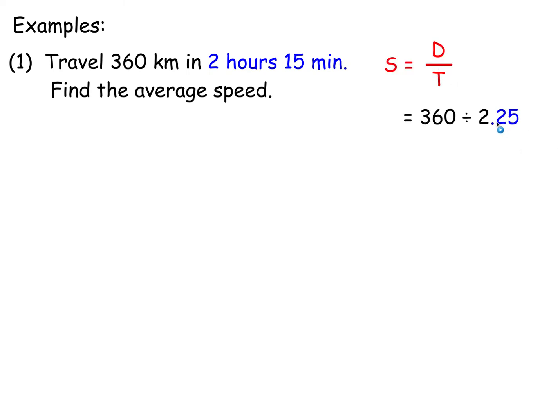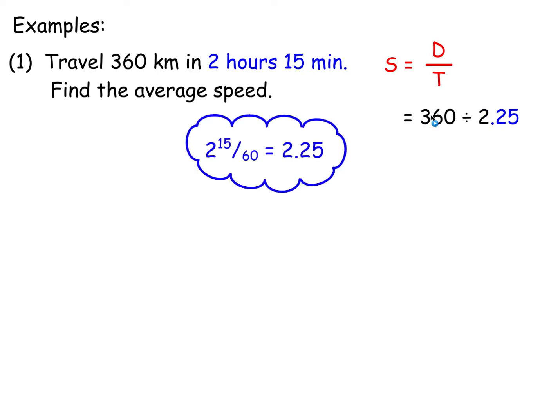And if you have a calculator and you're going to use it, then use the fraction button and enter 2 and 15 sixtieths. 2, fraction button, 15 at the top, 60 at the bottom. That way you can enter any number of minutes quite easily and just simply have 360 divided by 2 and 15 sixtieths. It will come out exactly 160. So you're travelling 160 kilometers in 1 hour.